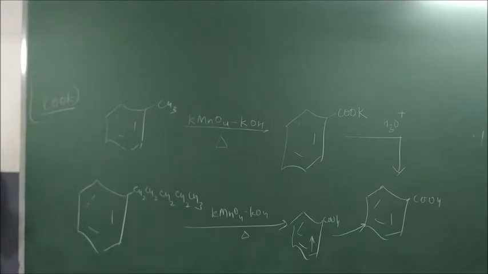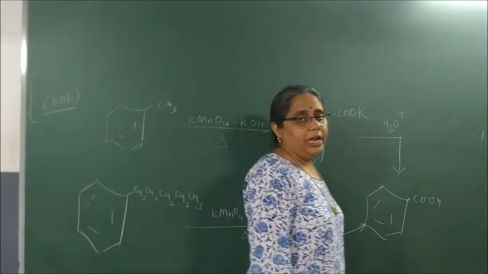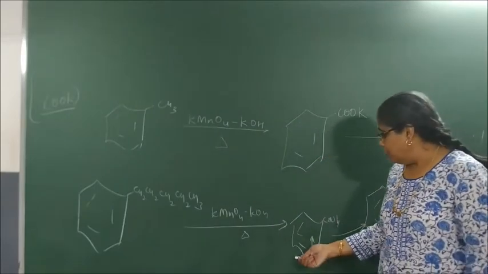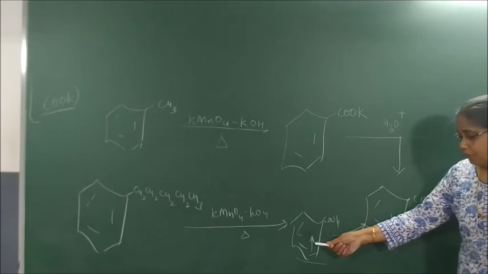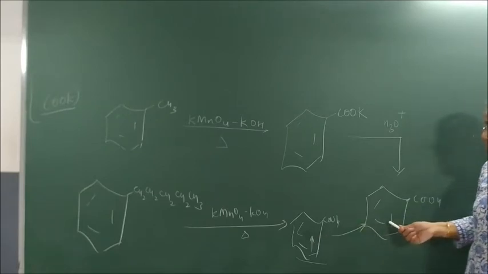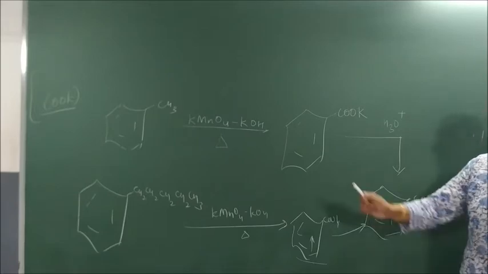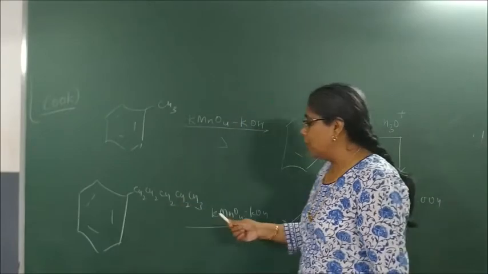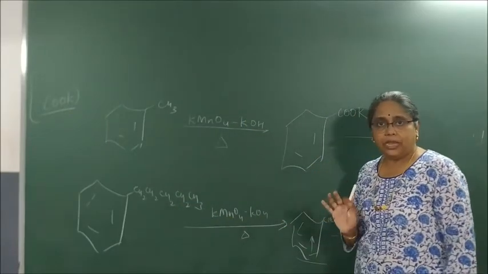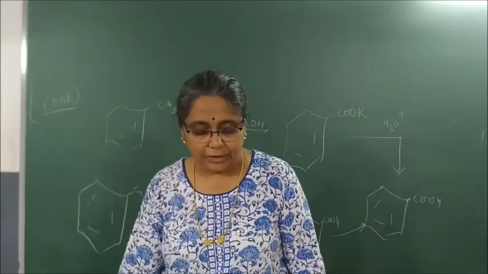Any length of the chain I may take, but when I react it with an oxidizing agent, KMnO4 and KOH, the product formed is what? Potassium benzoate. This potassium benzoate on acidic hydrolysis will again give me benzoic acid. The length of the chain does not change our product or the final reaction. Clear? Please write, from alkyl benzene.